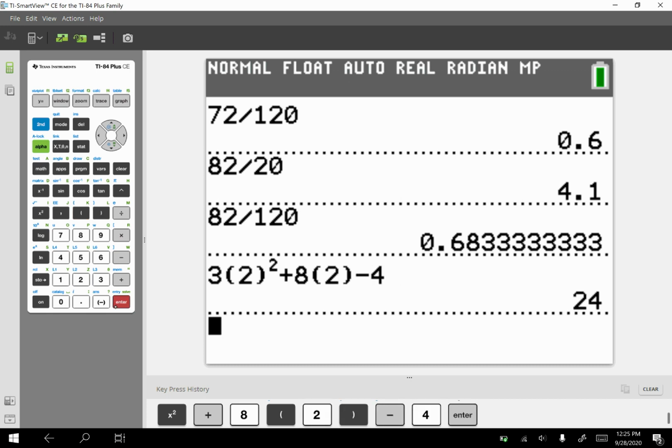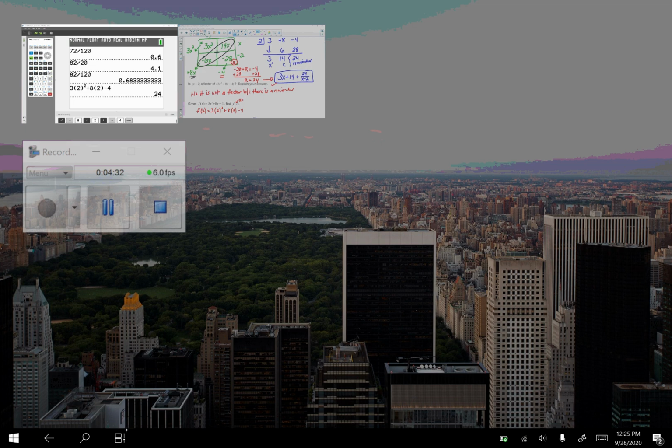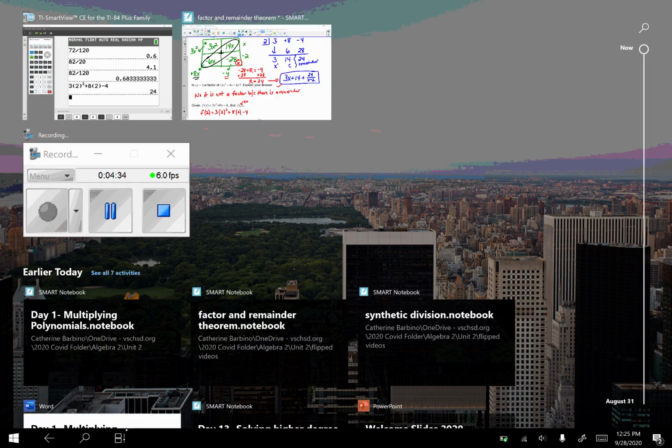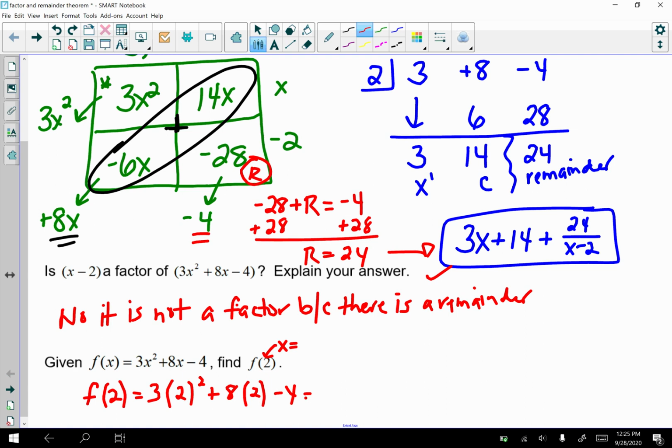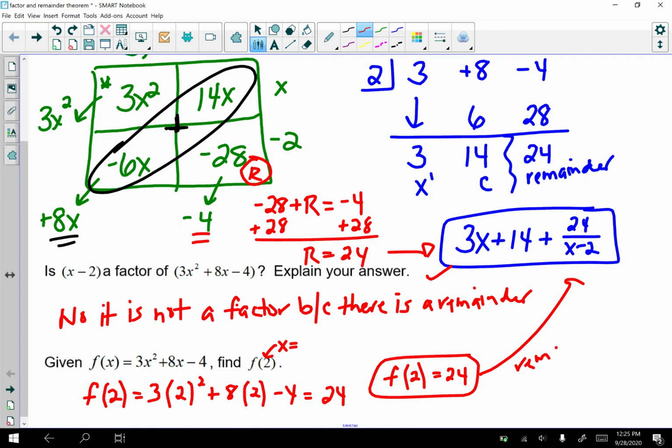So I have 24. So f of 2 equals 24. Notice that's your remainder. And that's not a coincidence. That is going to help us with our factor and remainder theorem.